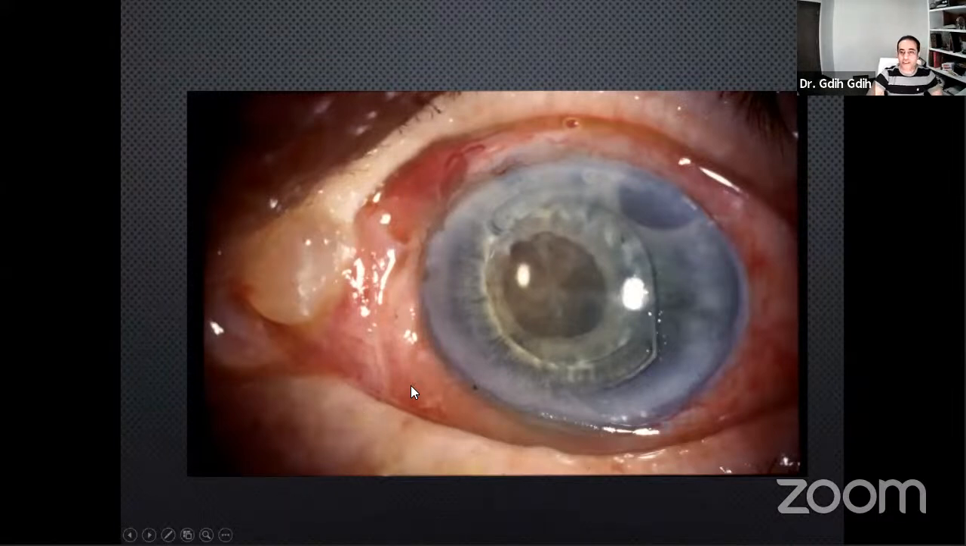So this is a picture just for everyone to look at for a few seconds. We see an eye with an anterior chamber IOL. We see a broad iridectomy here. And then what you notice here in the pupil, we don't see a red reflex. We see tissue behind. So what comes to mind? Let's see in the comments.